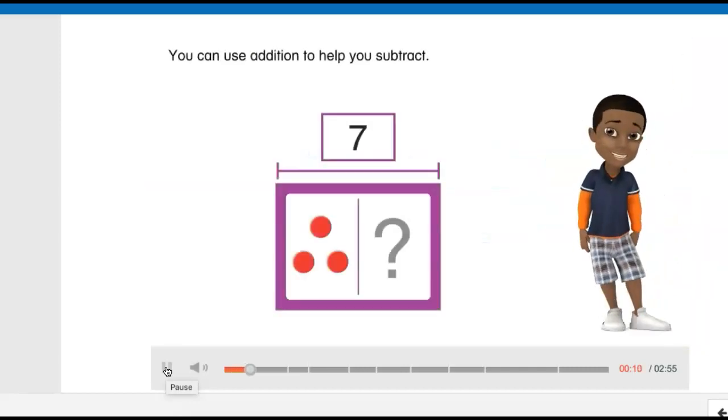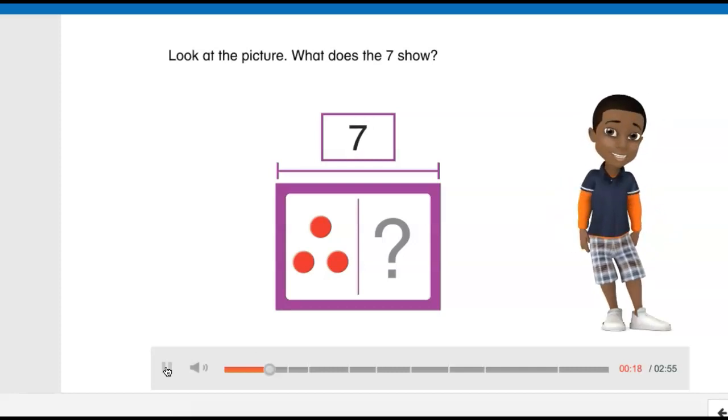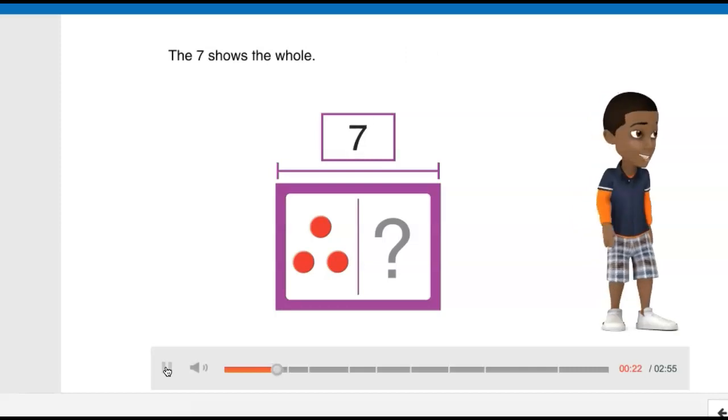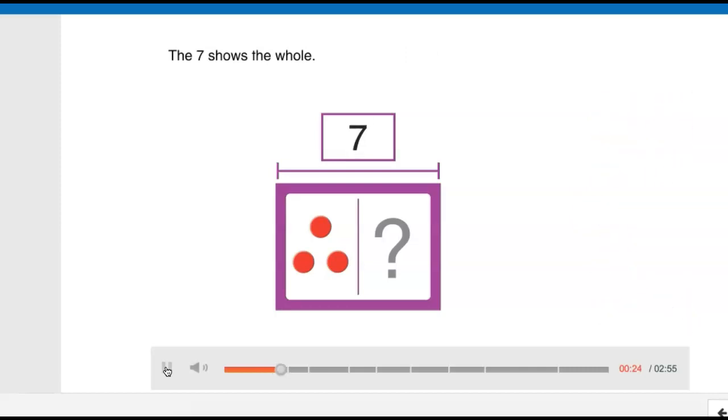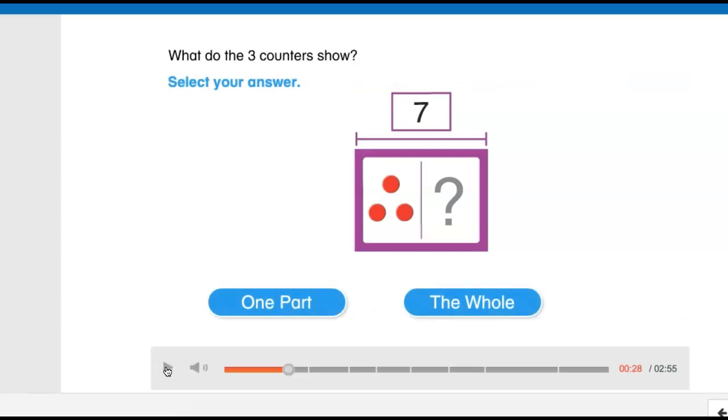You can use addition to help you subtract. Look at the picture. What does the 7 show? The 7 shows the whole. What do the 3 counters show? Select your answer.